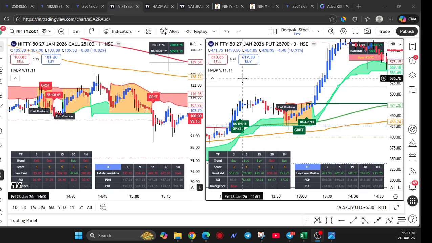So how do we use this indicator? We are using two charts, the call and the put. We are not using any spot charts here. Okay. How to use it?